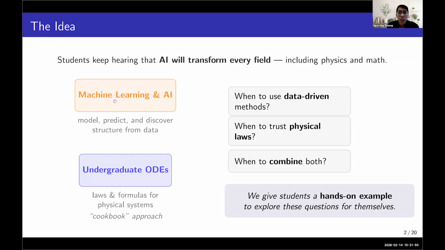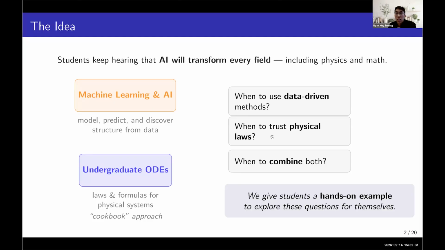On one side, we have machine learning and AI, powerful tools that can model and predict based on data. On the other side, you have undergraduate ODEs, with physical laws and formulas that we have been teaching for decades. So the real question isn't just which is better. The good question is when to use the data-driven approach, when to use the physical laws, or when to combine them. In this assignment, we give them a hands-on example to explore these questions themselves.